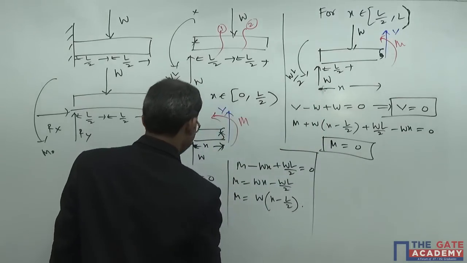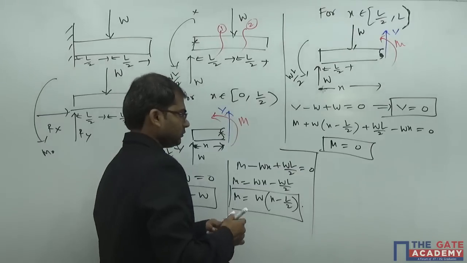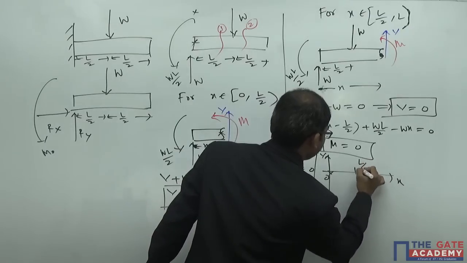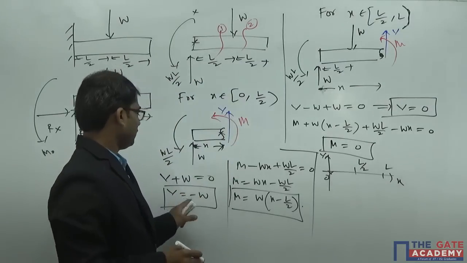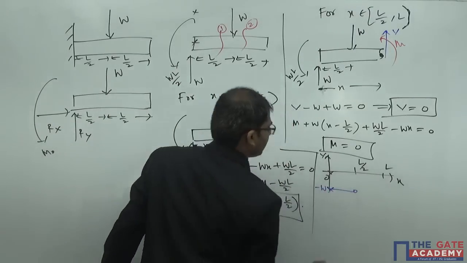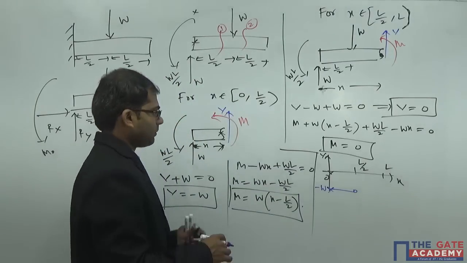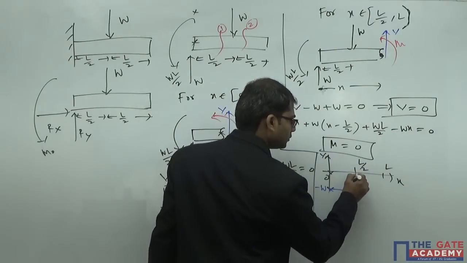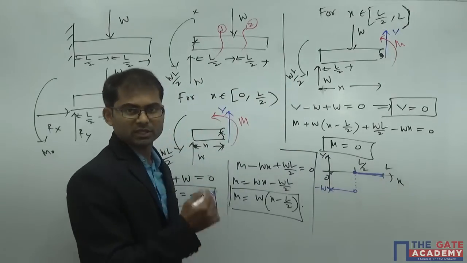So you're going to plot them. V is equal to minus W, M is equal to W into x minus L by 2. So if you plot the bending moment diagram and shear force diagram, you're going to get like this. First one is shear force, V, and this is x. 0, L by 2 and L. So 0 to L by 2, where L by 2 is not included, this is the formula. V is equal to minus W. So you'll get like this. So minus W up to L by 2, where L by 2 is not included, that's why I'm putting an open interval here. It will be equal to minus W. But from x is equal to L by 2 to L, your answer is 0. So the graph will suddenly shift to L by 2 to L. This is how the shear force diagram is given.